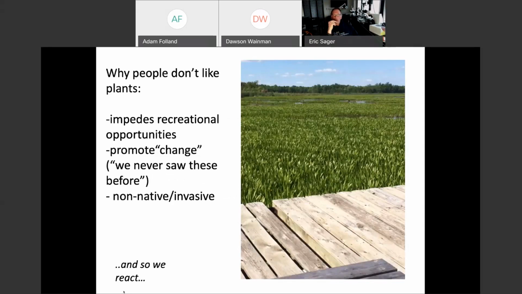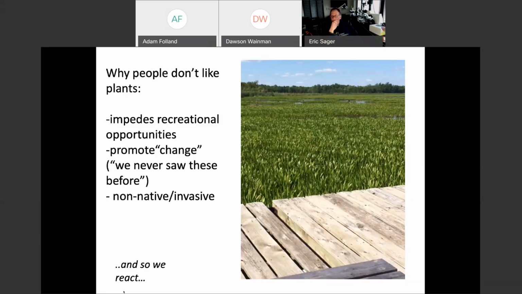They promote change. There's that reaction. You know, I've never seen these sorts of things happen before. I've been at this cottage for 50 years and we've never had these plants. I can't get my boat out. My grandkids can't swim. It tends to be those sorts of recreational user-based opportunities. There's also sometimes this panic for the ecosystem. These are a non-native thing. So there's changes in the ecosystem. It's affecting what can grow here. And so these lead to reactions.